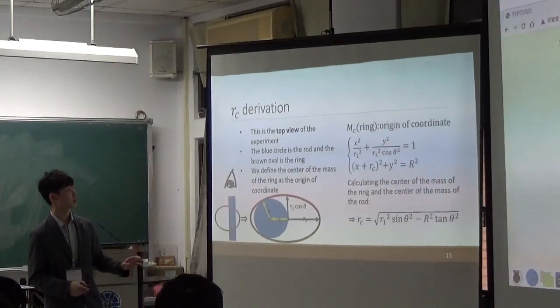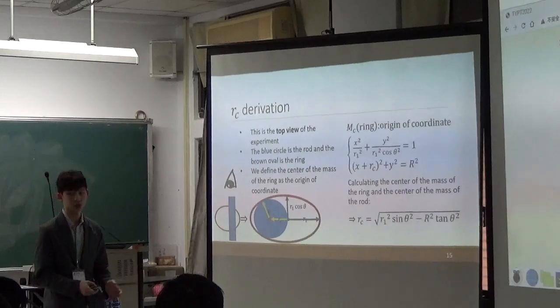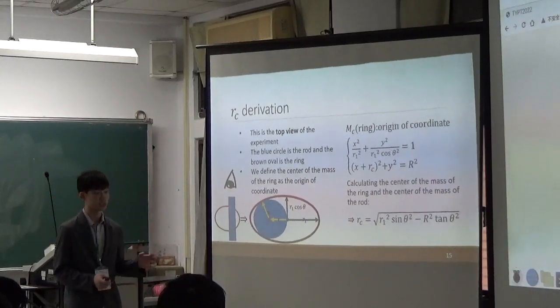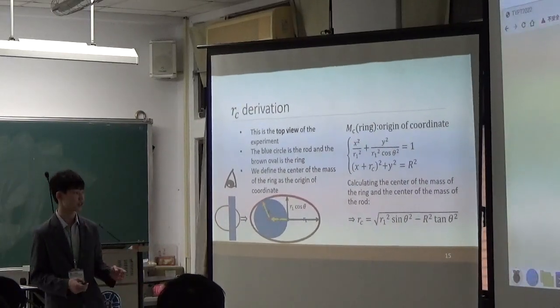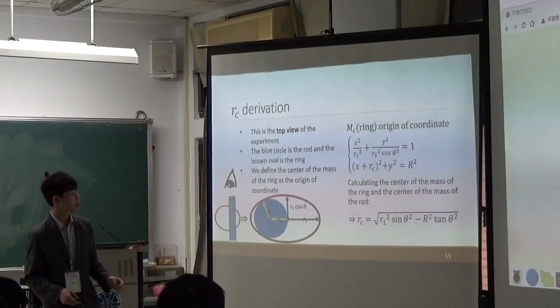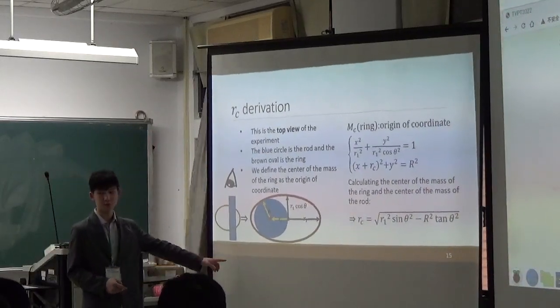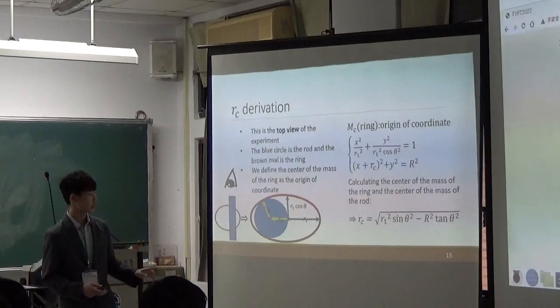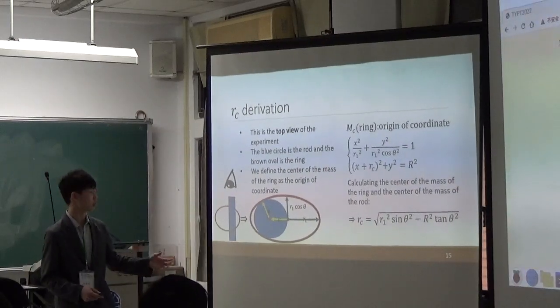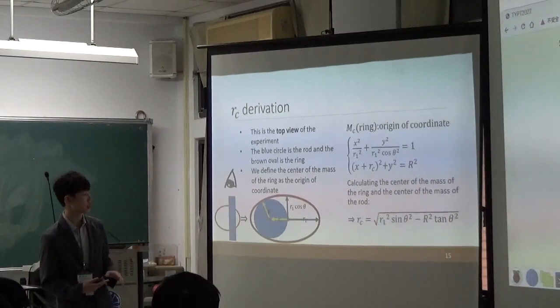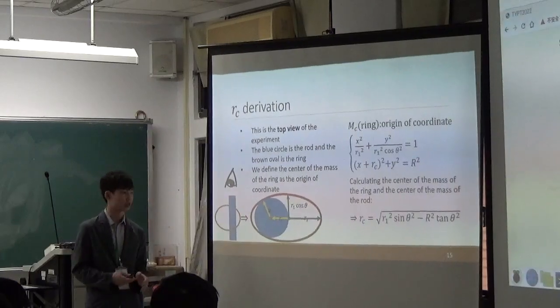And then is the derivation of RC, which is the distance between the center of the mass of the ring and the center of the mass of the rod. So here is the top view of our experiment. And the brown ellipse here is the ring from the top we see, and the blue circle is the rod.